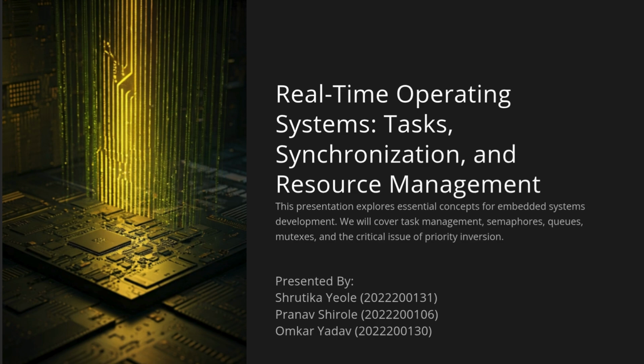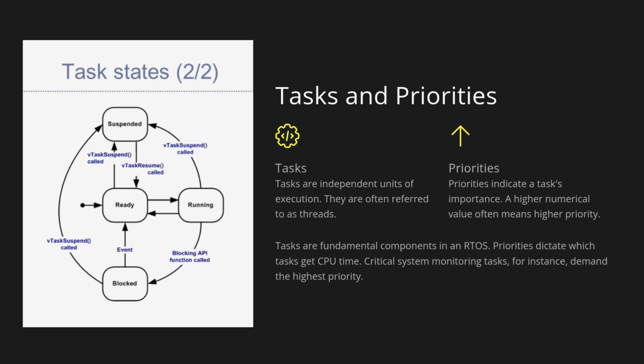Today, I, Shrutika Yeole, along with my co-presenters Pranav Shirole and Omkar Yadav, will be diving deeper into each of these topics. Let's start with the concept of tasks and priorities in real-time operating systems. A task in RTOS is an independent unit of execution, similar to a lightweight thread. These tasks can run concurrently and are scheduled by the RTOS.